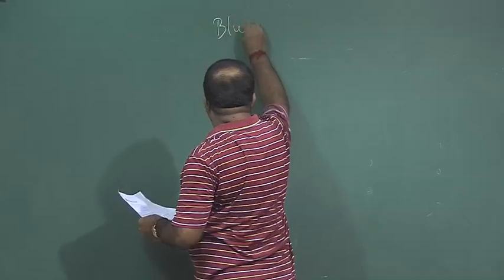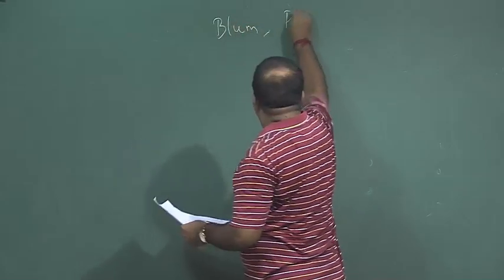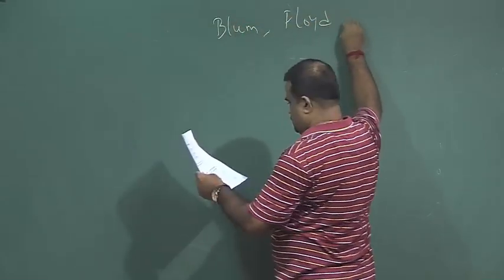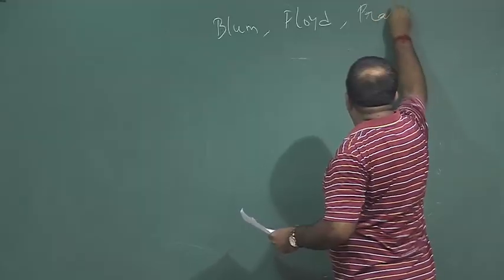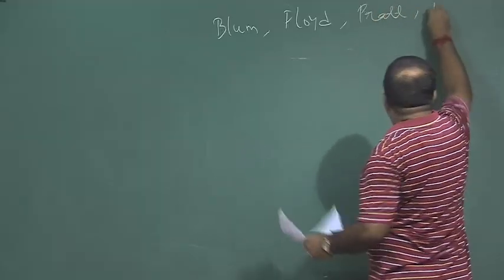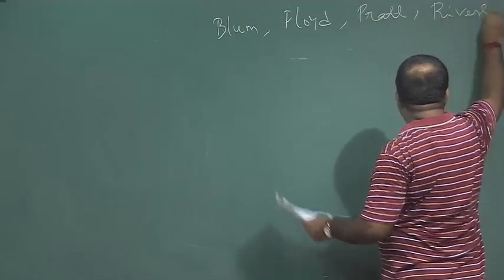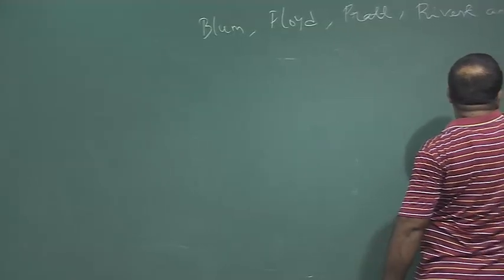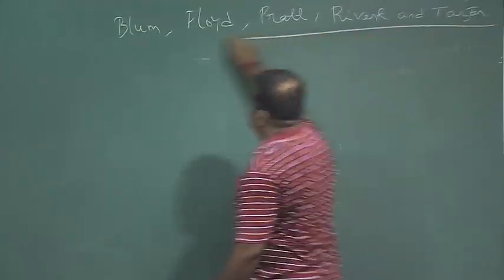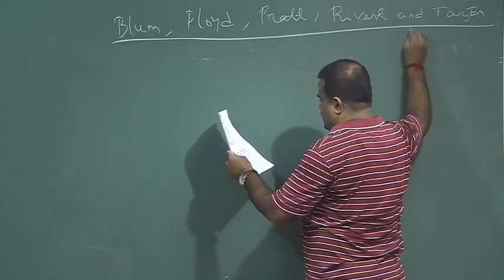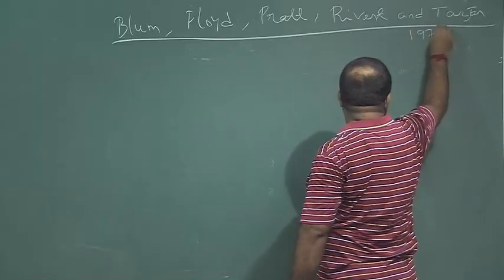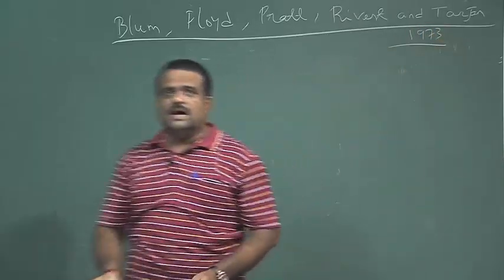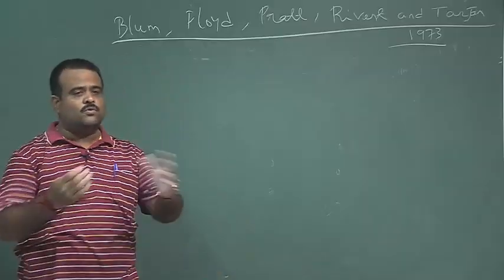This algorithm is by Blum, Floyd, Pratt, Rivest and Tarjan. They gave this idea in 1973. So, the idea is to get a good pivot.